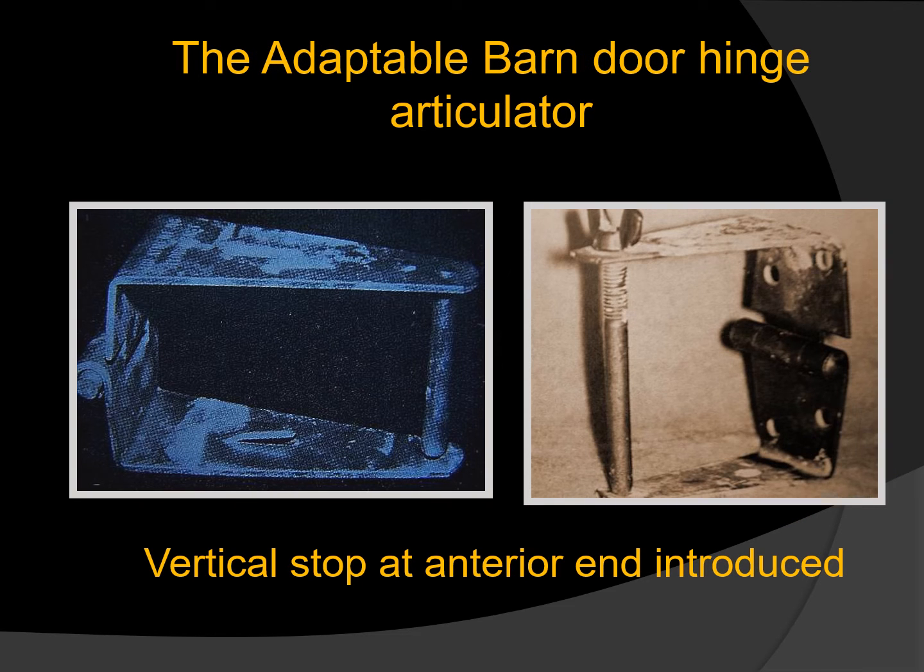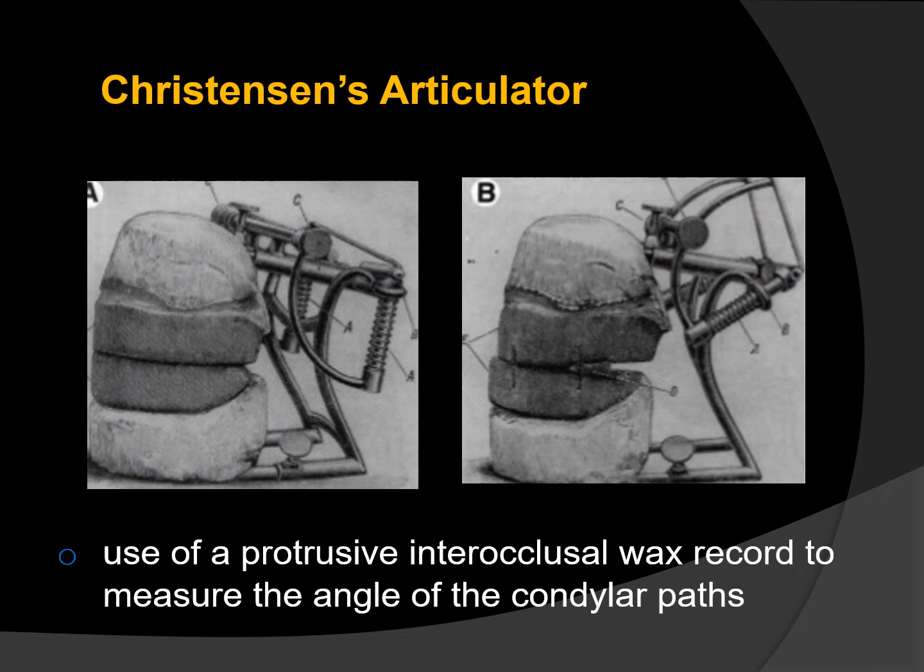Mechanical hinge articulators were capable of functioning only in a vertical movement, and hence a need to invent articulators that could imitate the mandibular movement arose. So this was the adaptable barn door hinge articulator, which had a vertical stop at the anterior end, and it was a more reliable instrument than some of the hinge designs. So this was the articulator where the vertical stop at the anterior end was introduced.